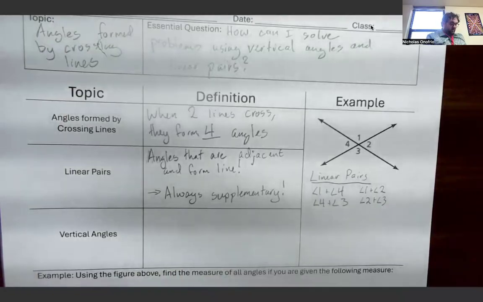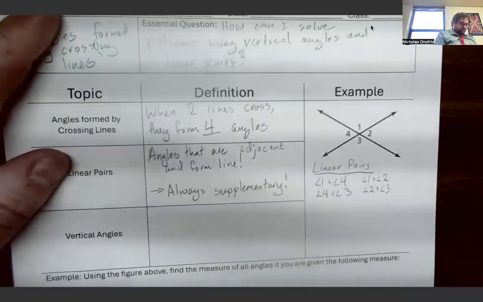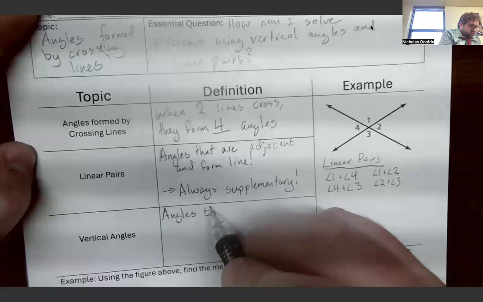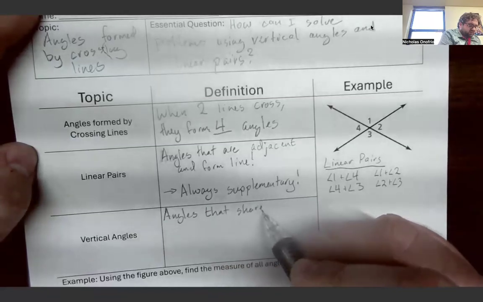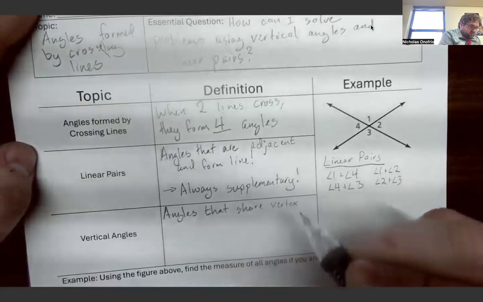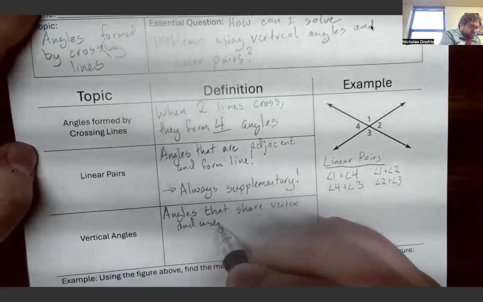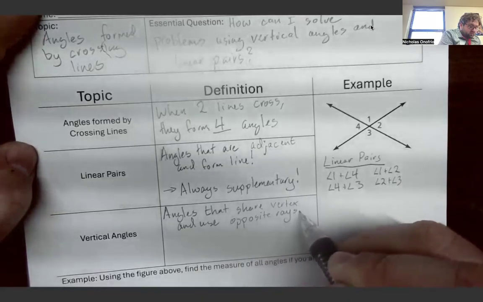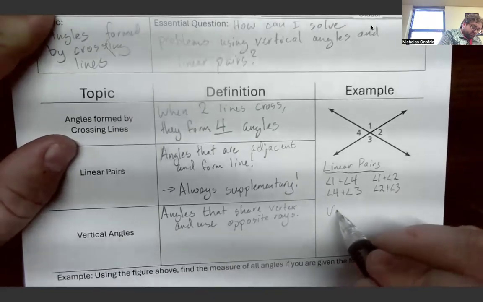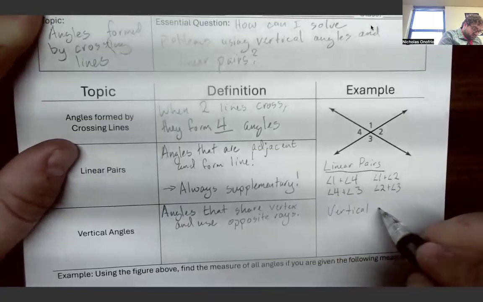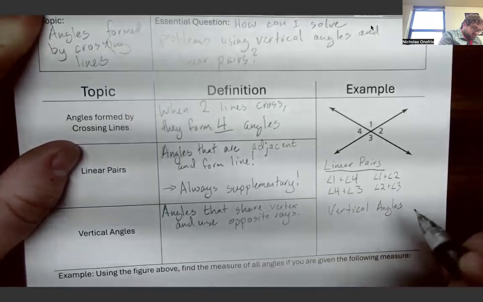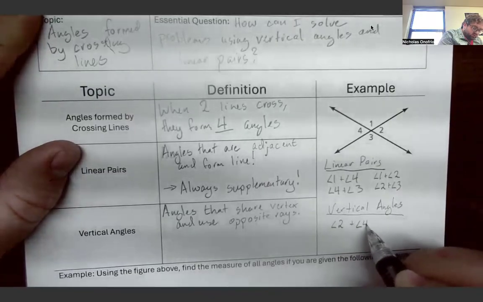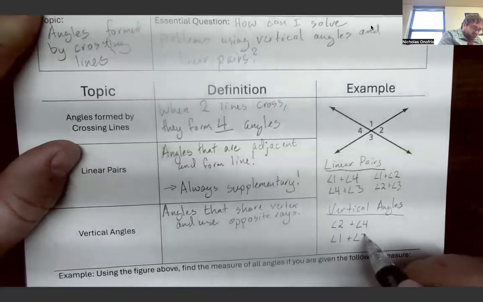Our other type of angles are vertical angles. Vertical angles are angles that share a vertex and use opposite rays. An example of vertical angles is angle 2 and angle 4. Another example would be angle 1 and angle 3.